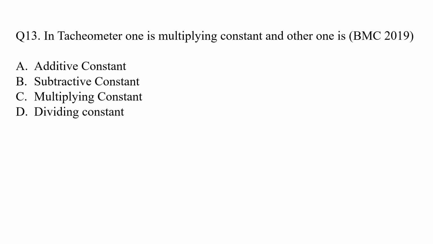Then 13. In a tachometer, one is the multiplying constant and the other one is the additive constant. Option A is correct.